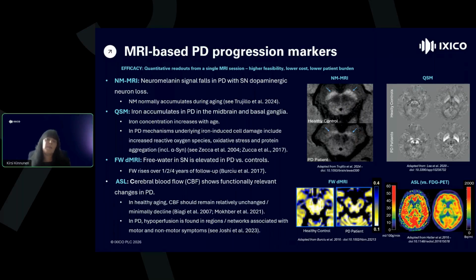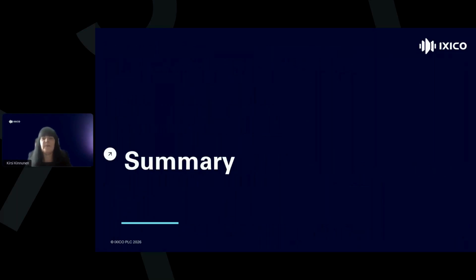As with other types of advanced imaging, though, the use of ASL in multi-center studies requires consideration during trial design and setup for how to ensure consistent and usable data across all sites and scanners. And that's it from me. So we can proceed to the next slide. Thank you.